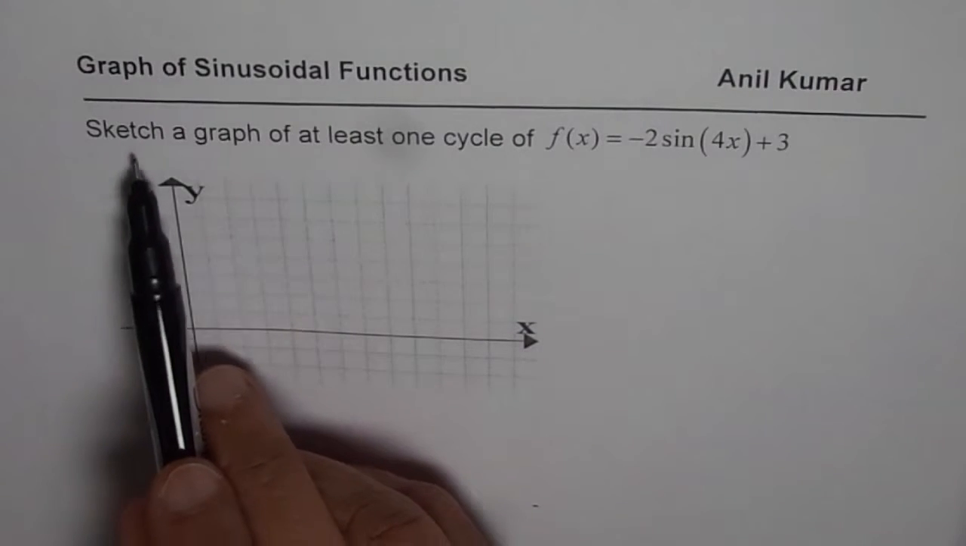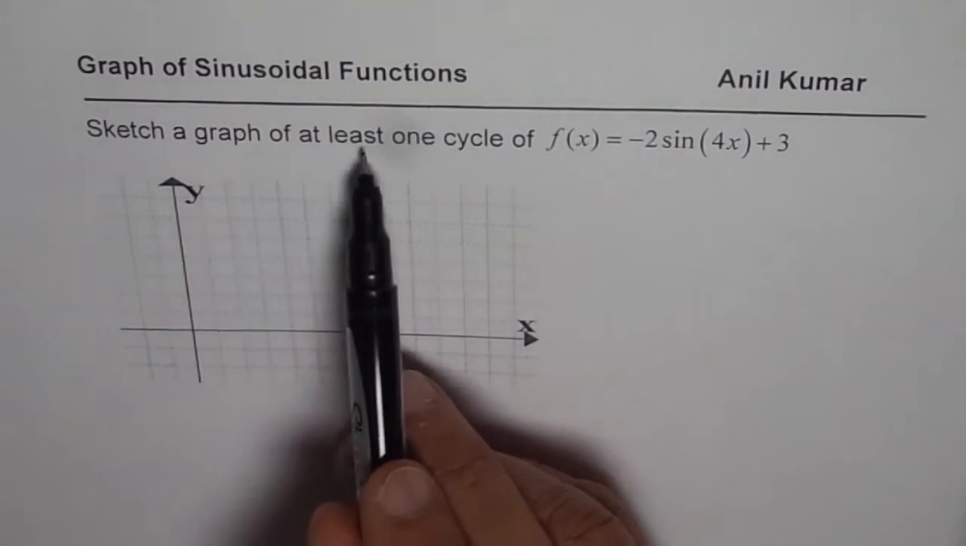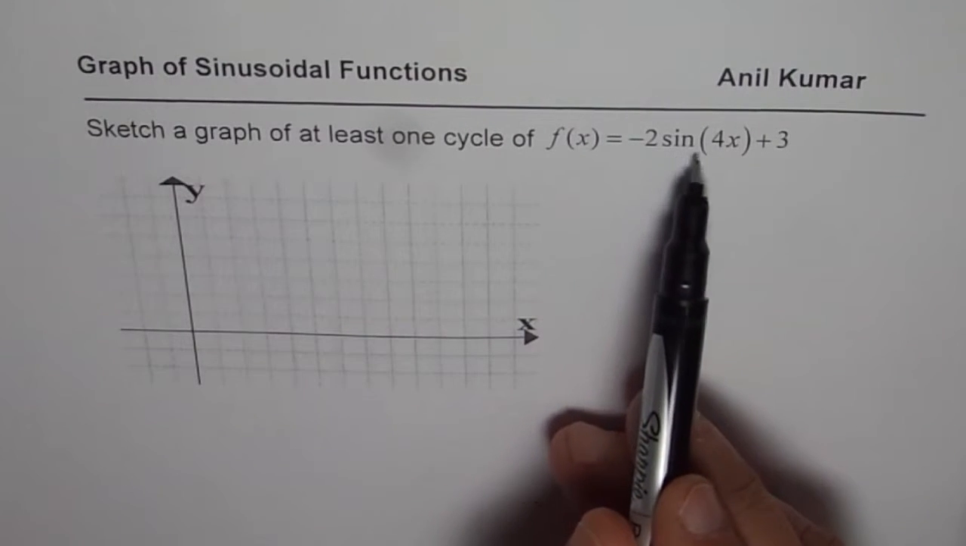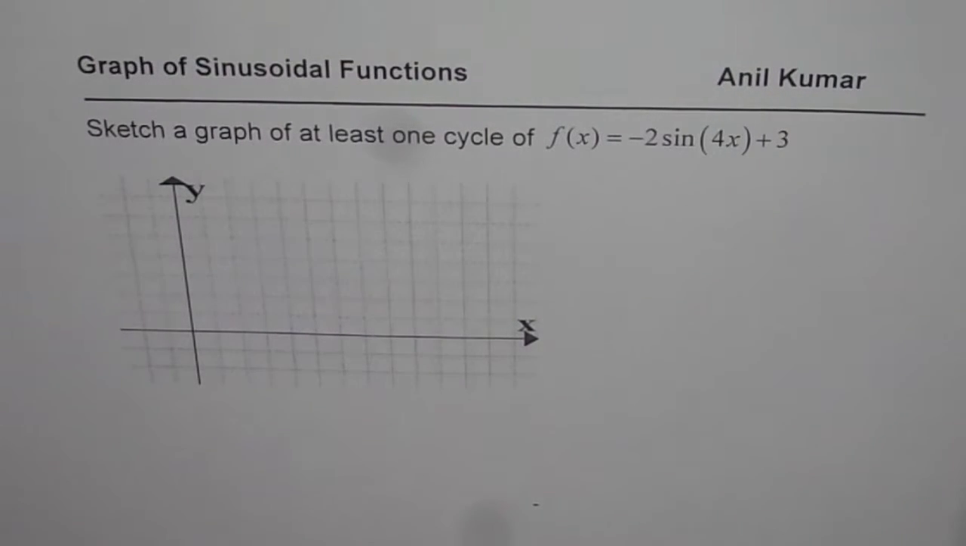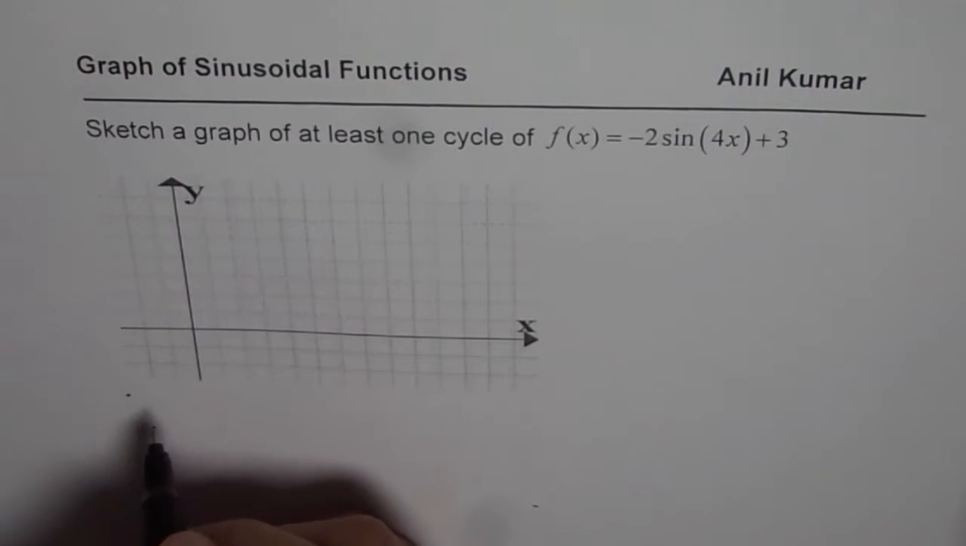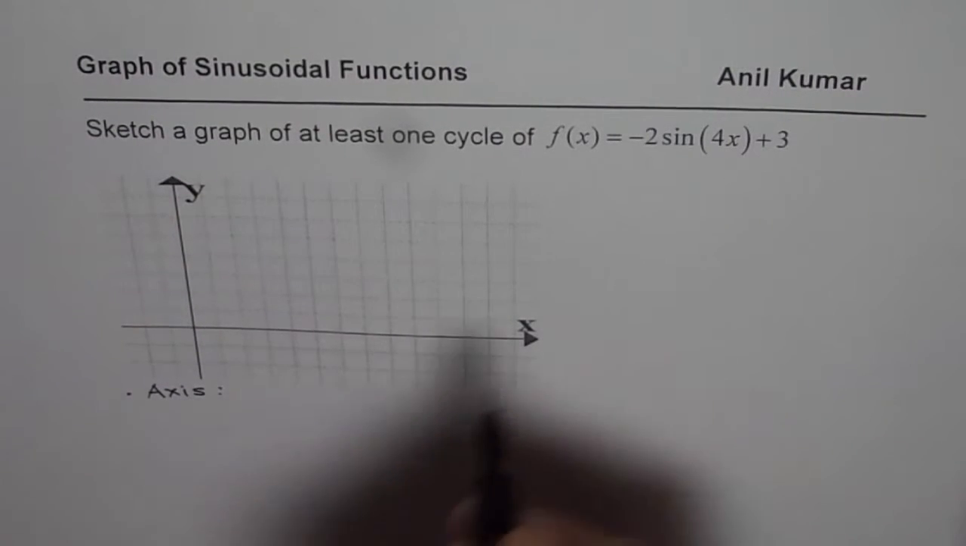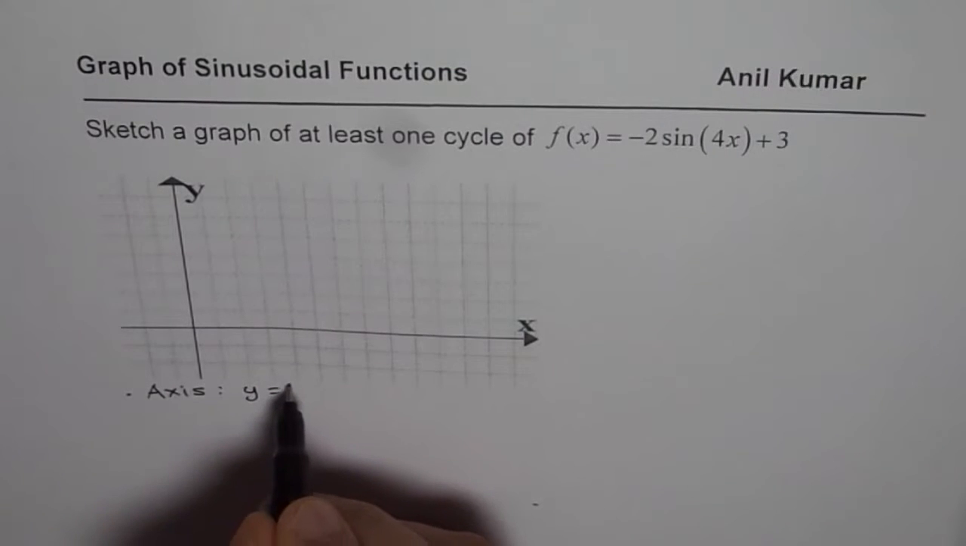The question here is: sketch a graph of at least one cycle of f of x equals minus 2 sine 4x plus 3. Now the strategy which we have learned is like this. First step for us is to find the axis. You can straight away read the axis, right? So axis for us is y equals 3.